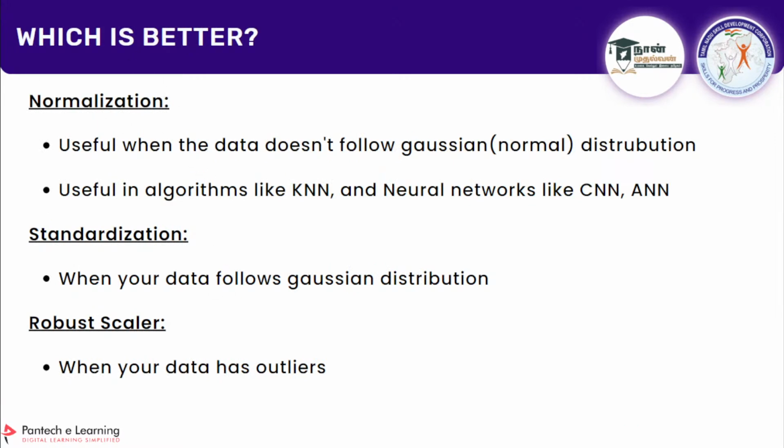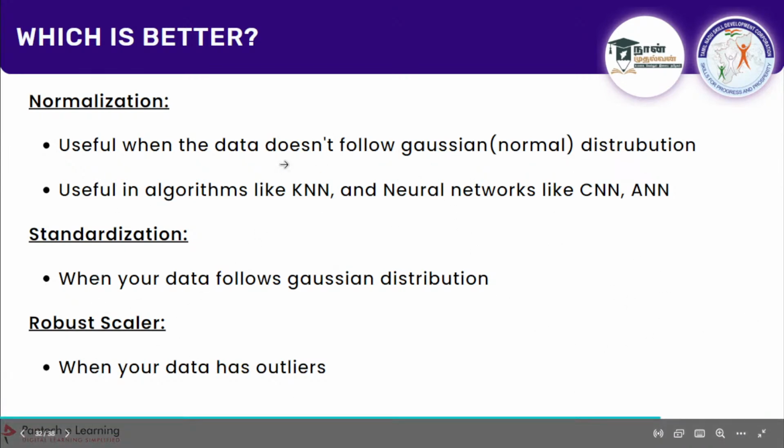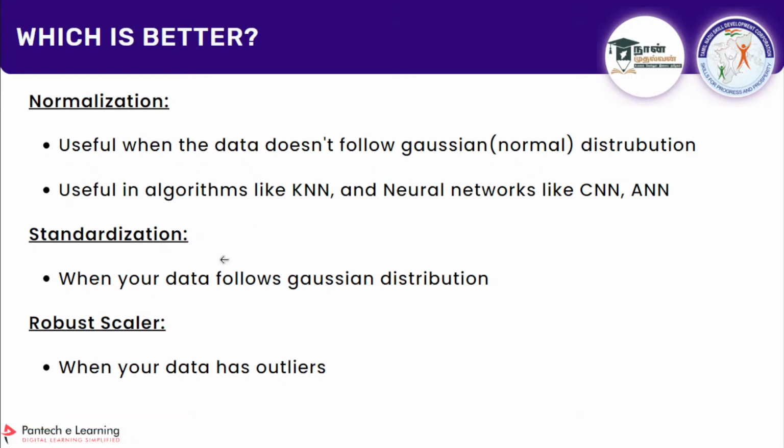Normalization is useful when the data doesn't follow a Gaussian distribution. If you have a column, you can use Seaborn to plot a histogram where you can see the distribution of the data. What is a Gaussian or normal distribution? The graph will look like this, a bell-shaped curve. If you find that, it is Gaussian distributed data, and then you go with standardization using the standard scaler. If your data doesn't follow a Gaussian distribution, you can go with normalization, for example if it is random.